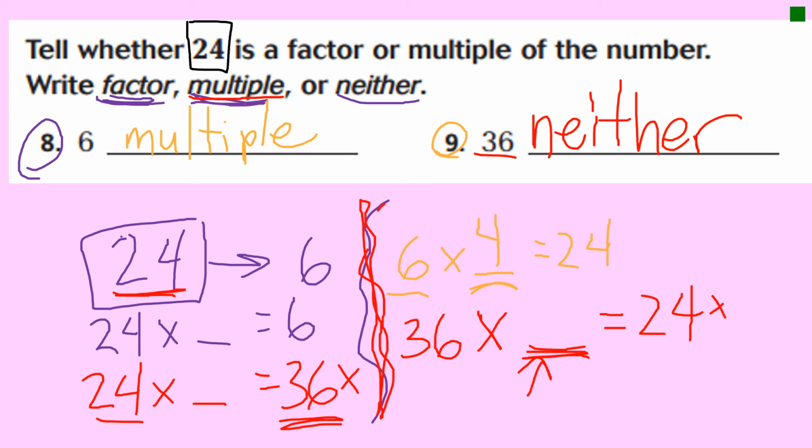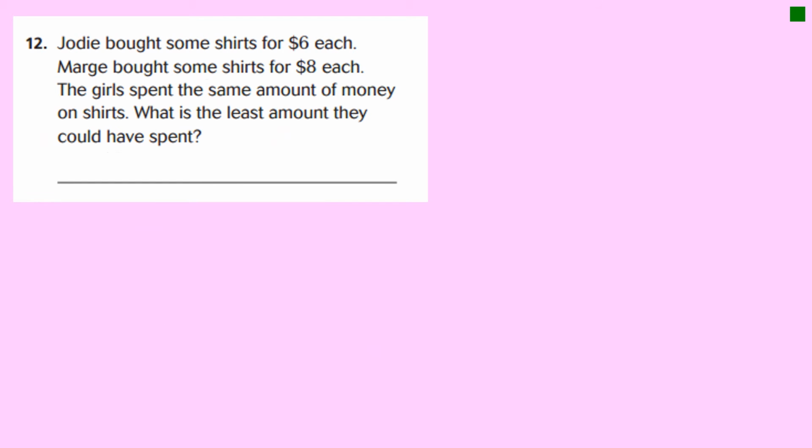Okay? Beautiful. Let's keep going. All right. Oh, back to normal size type. This is at the bottom of the page, problem solving.